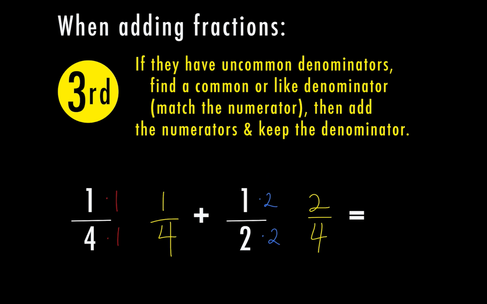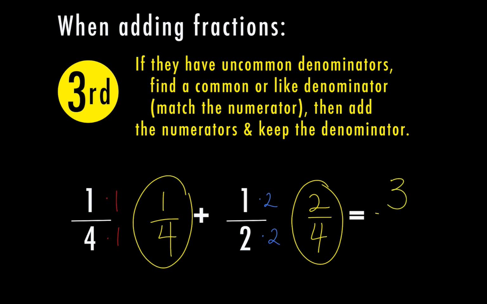So now that we have determined our new fractions with common denominators, those are the ones that we're going to add together. So let's go back to the same process. We're going to add the numerators and keep the denominator. So 1 plus 2 in the top here equals 3. The bottom, the denominator, stays the same.